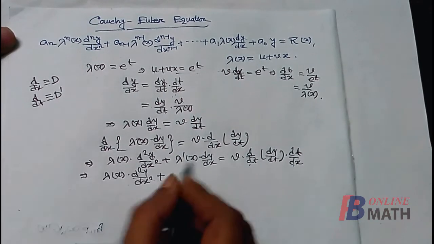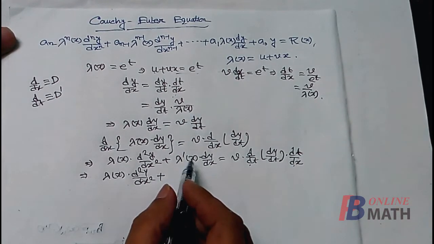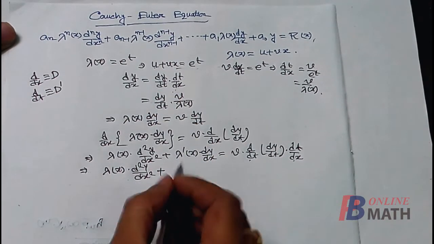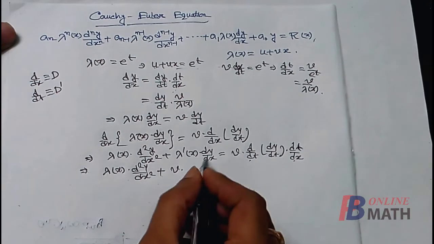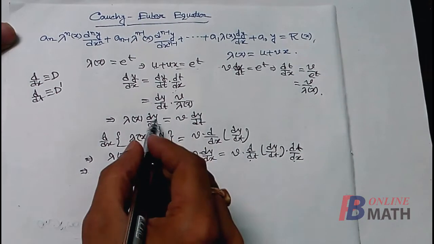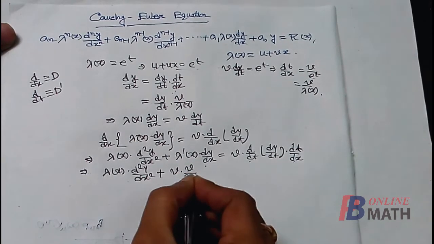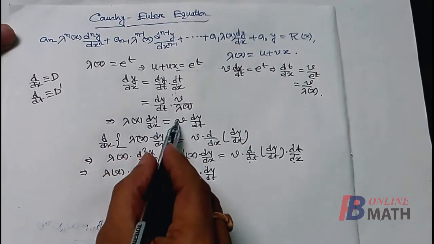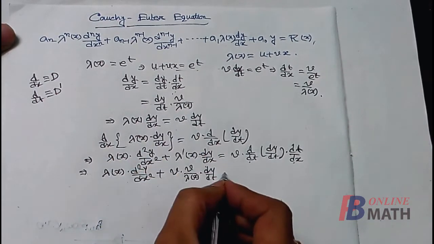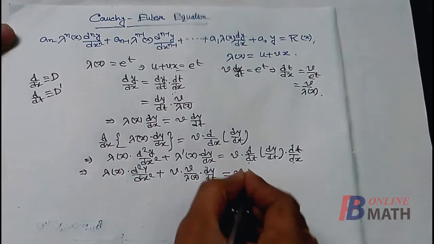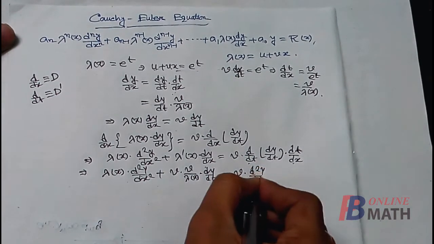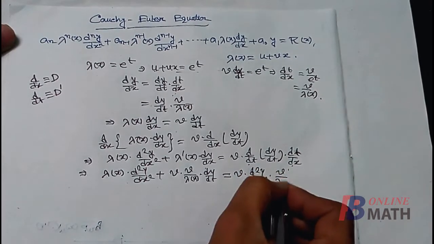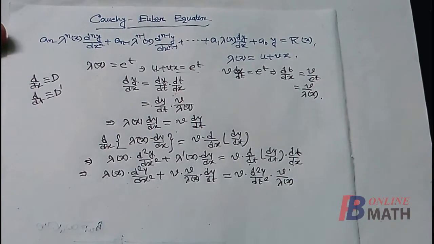Okay, so now what is the value of λ'(x)? Now λ(x) = u + vx, so if I differentiate it with respect to x, it is nothing but v. And dy/dx is nothing but v by λ(x) into dy/dt. We have already obtained it, dy/dx equals v by λ(x) into dy/dt. Now on the right hand side we have v into d²y/dt² into dt/dx, which is v by λ(x).